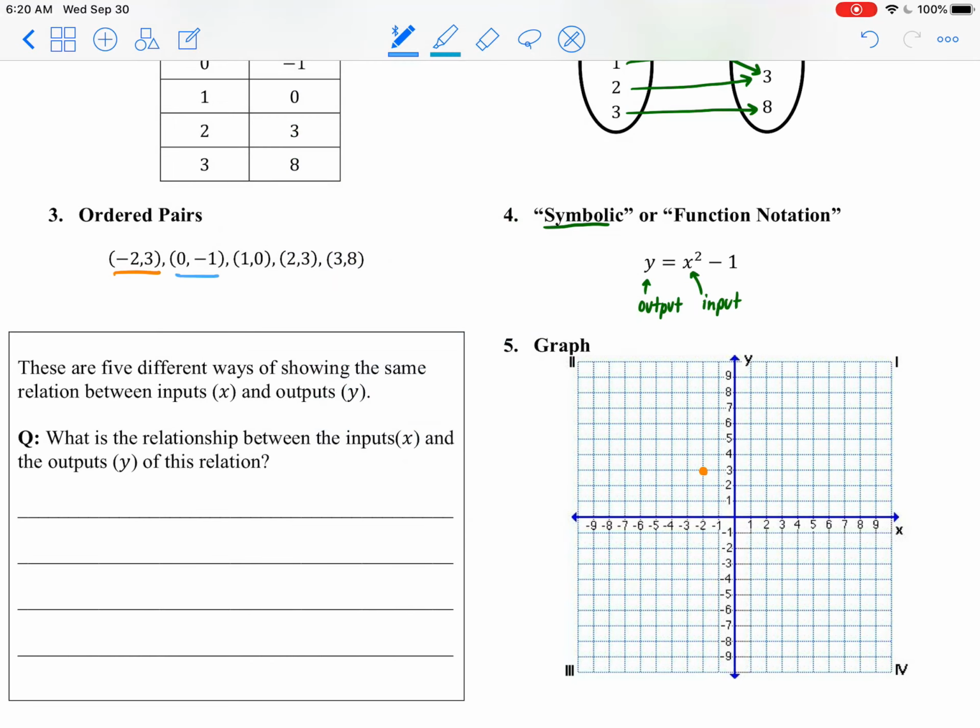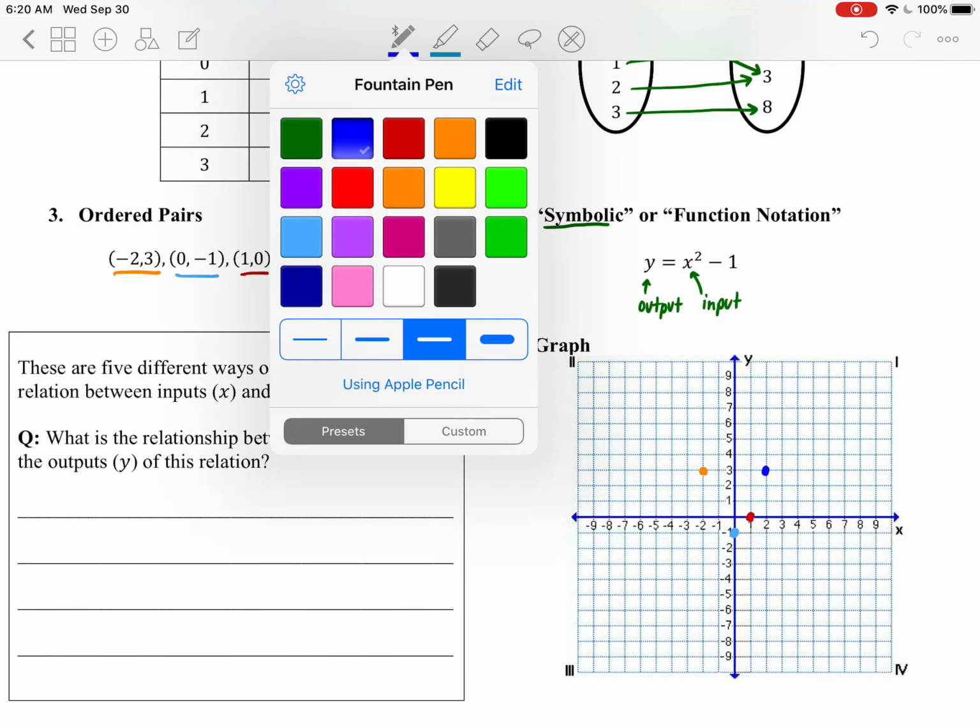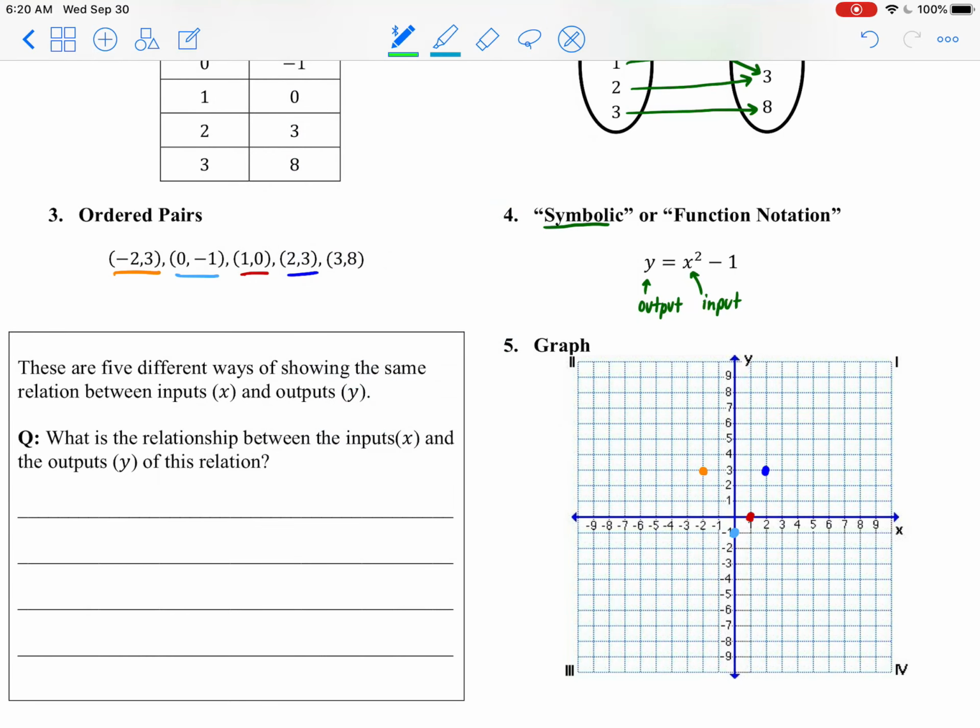The next point is 0, -1. So 0 for x, -1 for y. So we're going to come down here. 0, -1. Next point is 1, 0. So 1 for x, 0 for y. Let's see, the next point is 2, 3. So 2, 3. And then the next point is 3, 8. So 3, 8.